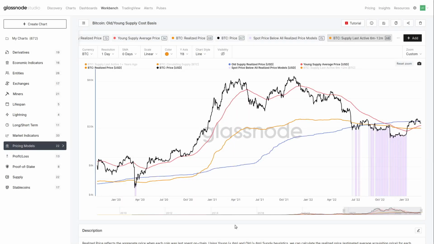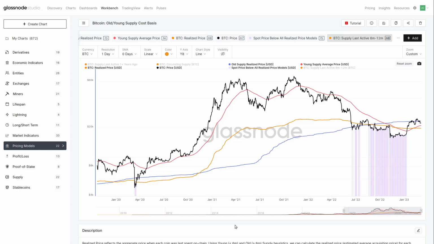Okay, so we are going to start with the concept of cost bases. Now, the idea here is what we're looking for is the average price at which every coin moved, often called the realized price. Now, that's all well and good. But because we have the power of on-chain analytics and we can inspect different cohorts, and this is really where on-chain analysis starts to diverge from traditional finance, aside from being a whole lot more fun, we can actually break down the market into whatever cohorts we happen to want to look at.